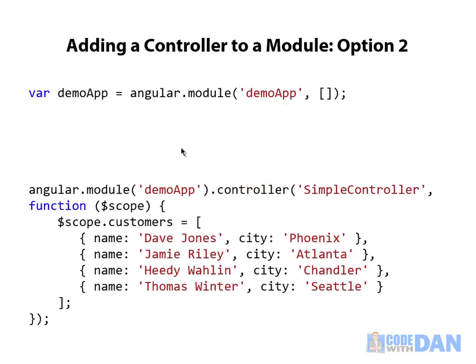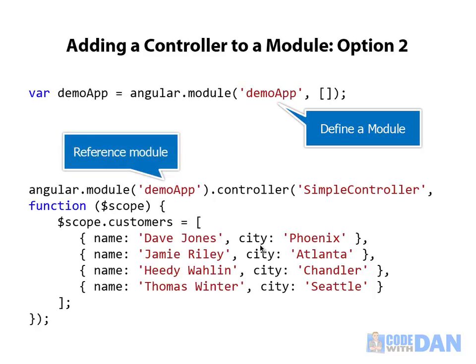Now, option two is shown here. So what we're going to do is, in some file, we're going to go ahead and create our module, and this might not even be a global variable here. This could be wrapped in a little wrapper function like I'm going to show you in a moment. But what we're going to do when we create the controller in a separate file is after the module is defined, we're going to reference that module. And you'll notice a really big difference here. It's kind of subtle, but it's a really big difference.